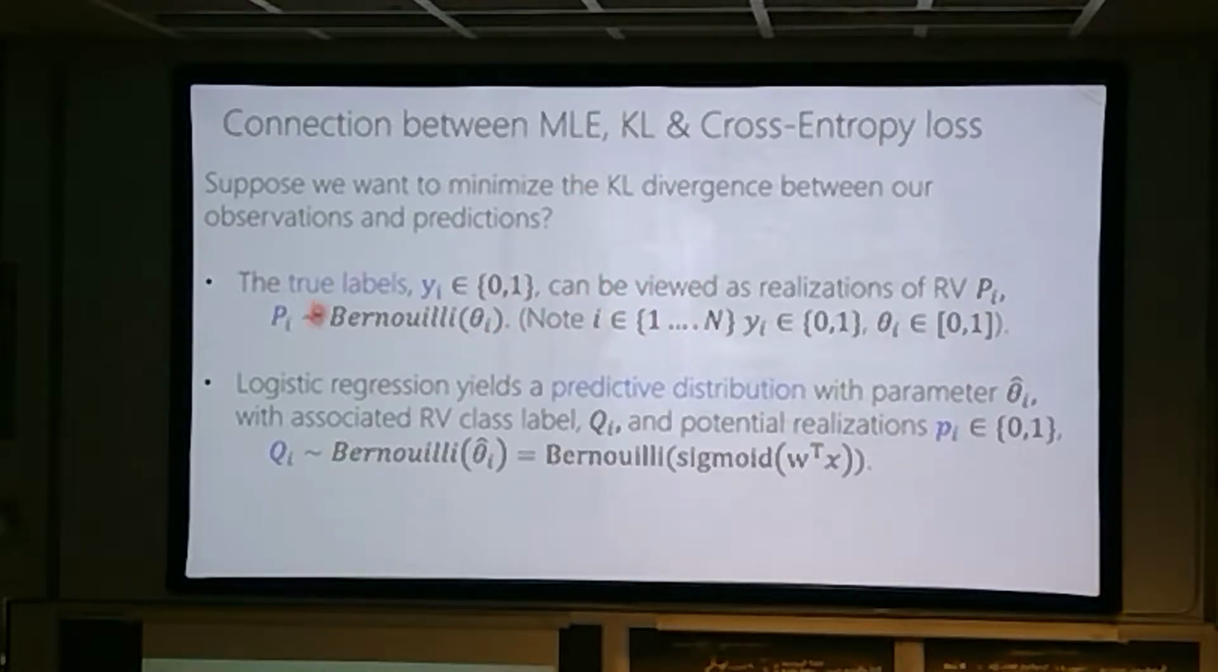And let's just say that these true labels can be viewed as realizations of a random variable pi, which is Bernoulli, and has parameter theta. There's a lot of notation, but these are just the true labels, right? They're 0, 1, and they were generated from a distribution, which tells you how to flip a coin, basically, and theta is like the bias on the coin.